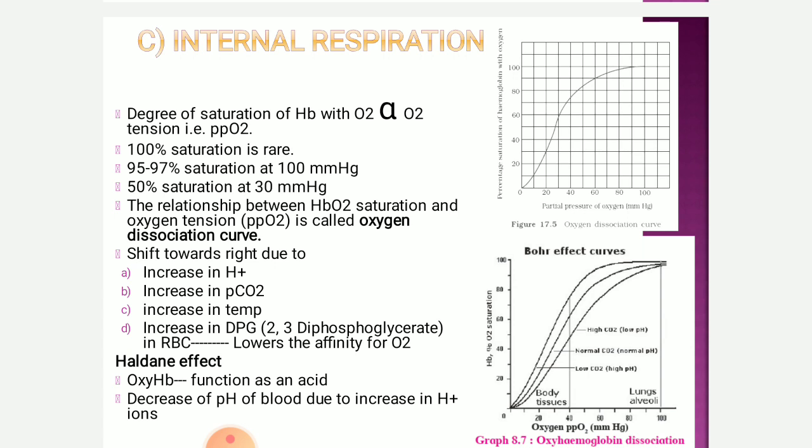Now you will come across one more effect that is called the Haldane effect. In the case of the Haldane effect, according to Haldane, oxyhemoglobin functions as an acid. So whenever there is a decrease in the pH of the blood, that decrease in pH is because of an increase in the H plus ion, and that effect is called the Haldane effect. Here the carbonate ion is going to combine with the H plus ion to form water and carbon dioxide. So these two effects you have to remember: one is called the Haldane effect, another is called the Bohr effect.